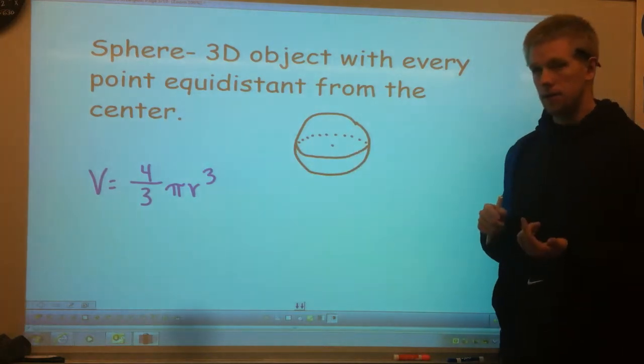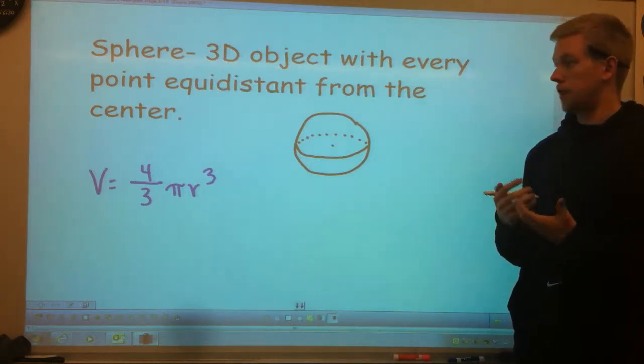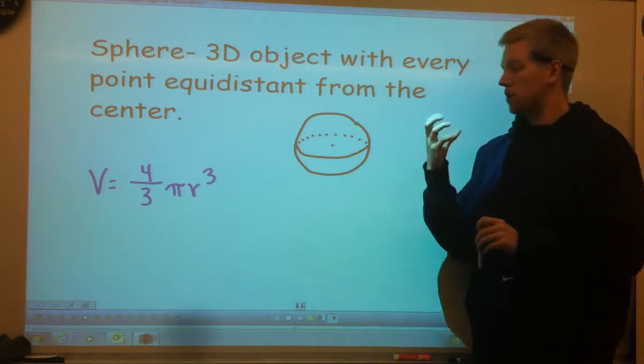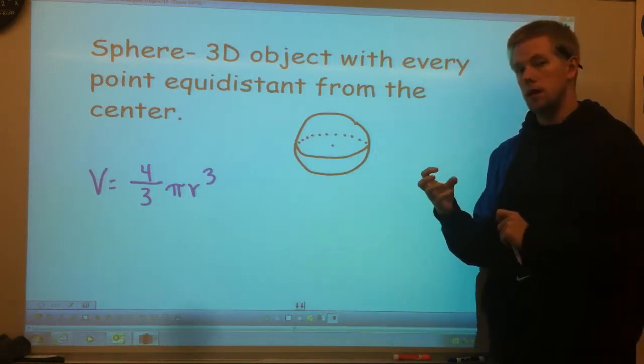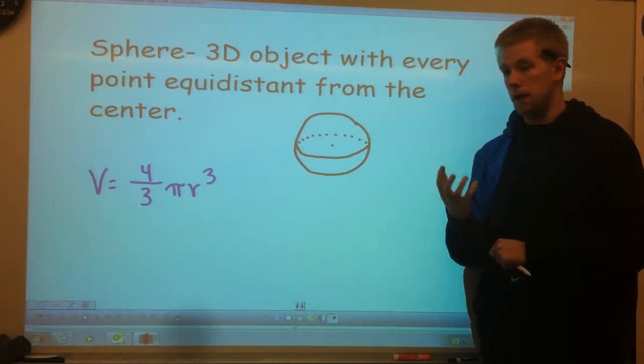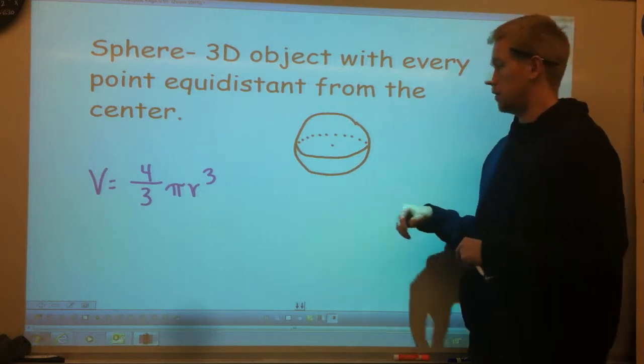If it's not going to look perfectly round, it's not going to be a sphere. So like a basketball, soccer ball, tennis ball, baseball, all those are spheres because every point is equidistant from the center. If it wasn't equidistant from the center, it wouldn't be a perfectly round ball to where you could bounce it, throw it, catch it, all that kind of stuff.